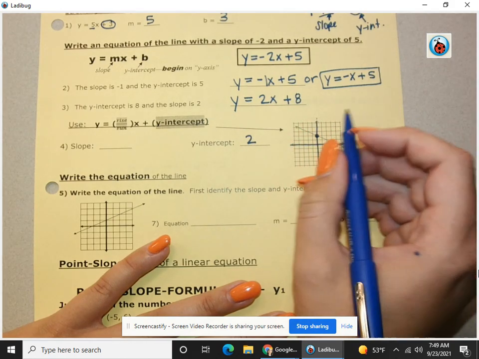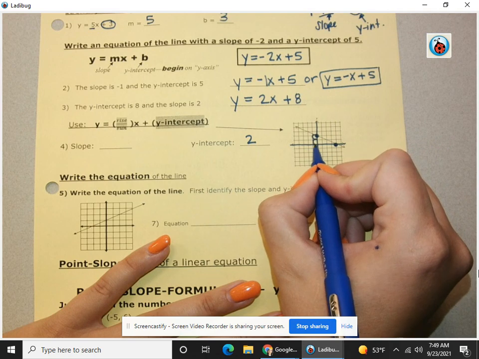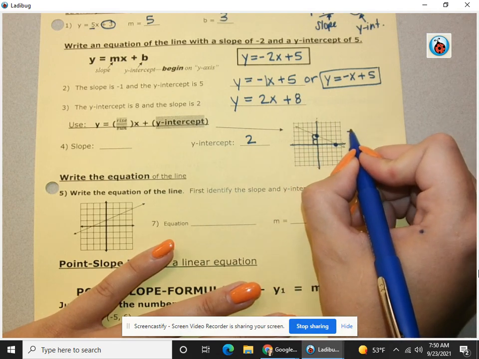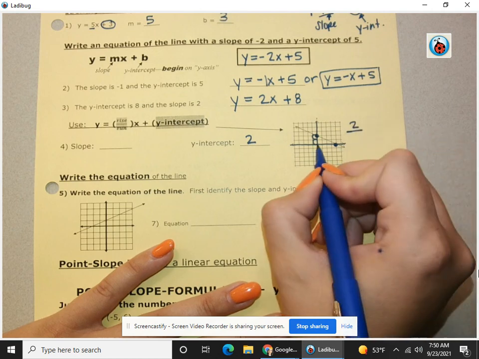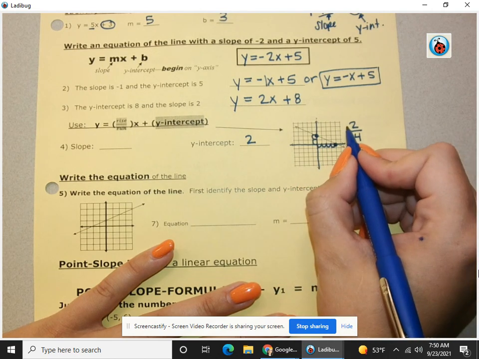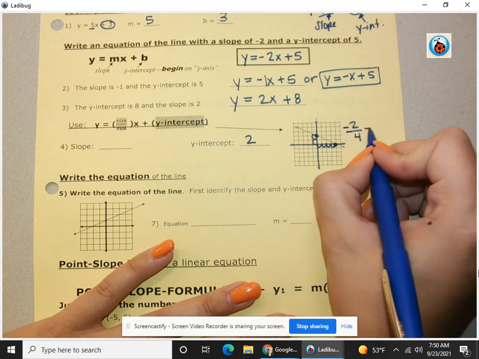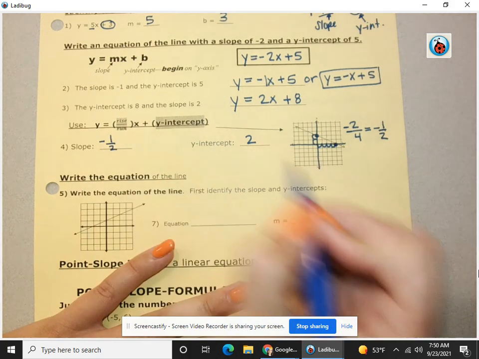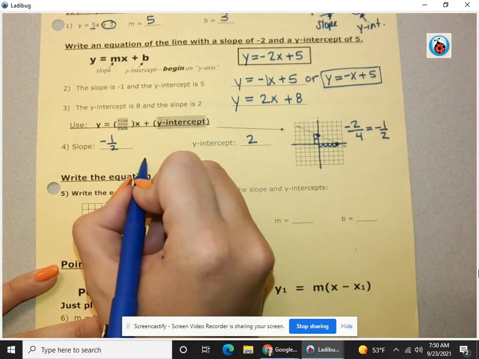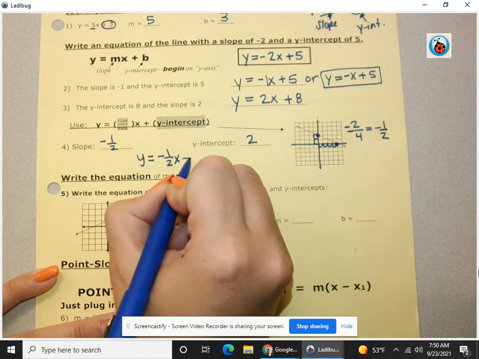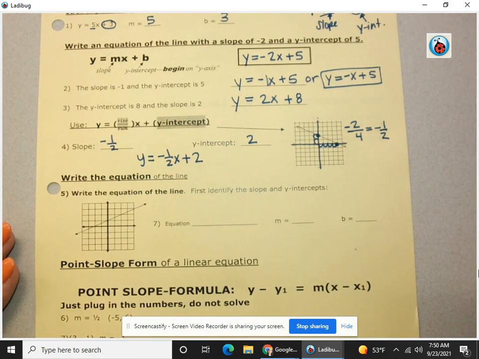Right there is fine. So my slope, I'm going to rise 2, and I'm going to run 4. This is a negative slope, so I'm going to get -1/2 as my slope. So my equation would be y equals -1/2 x plus 2.